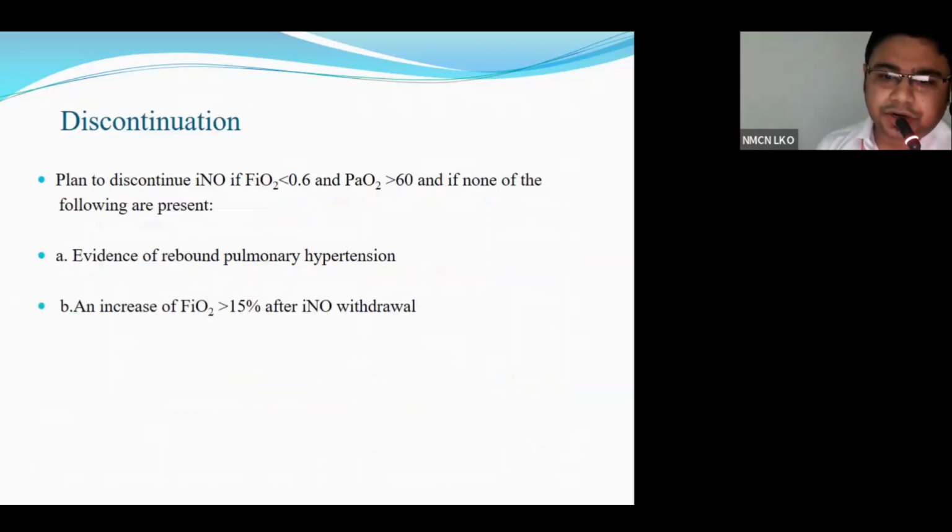So when do you discontinue? When the FiO2 requirement has come down to less than 60%, and your PaO2 on the blood gas is more than 60, and there is no evidence of rebound pulmonary hypertension. And if the increment in FiO2 has been more than 15%.